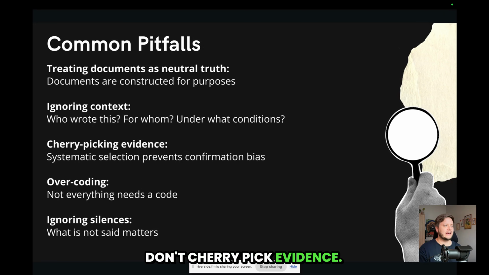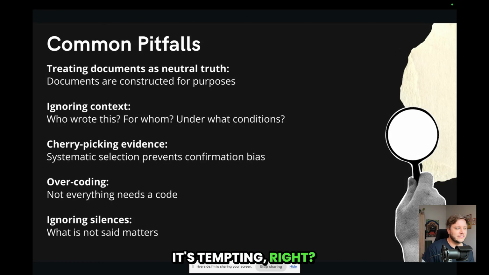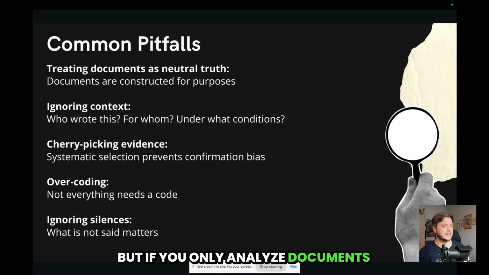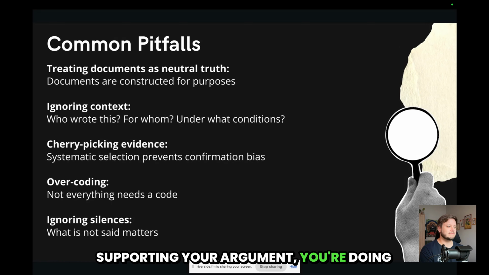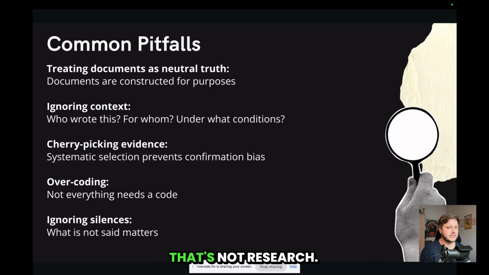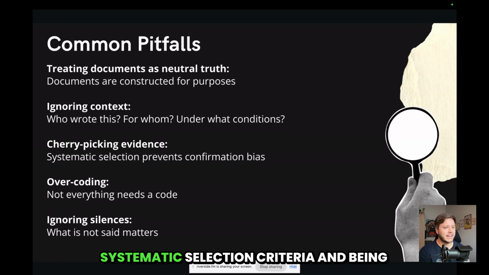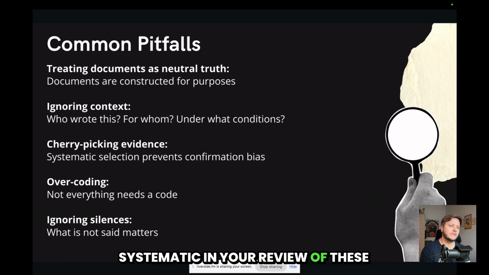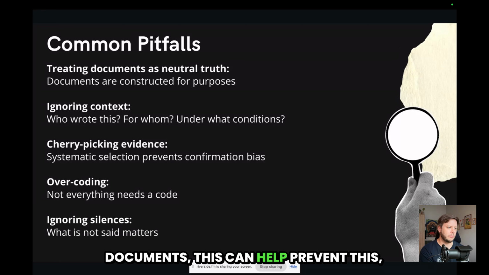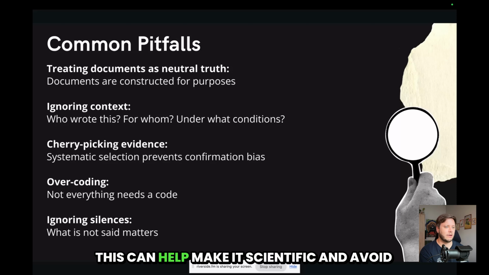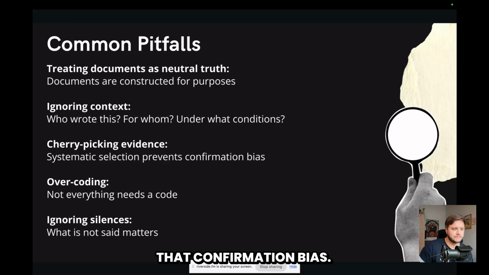Don't cherry pick evidence. It's tempting, right? But if you only analyze documents supporting your argument, you're doing advocacy, pure and simple, right? That's not research. Systematic selection criteria and being systematic in your review of these documents can help prevent this, right? This can help make it scientific and avoid that confirmation bias.